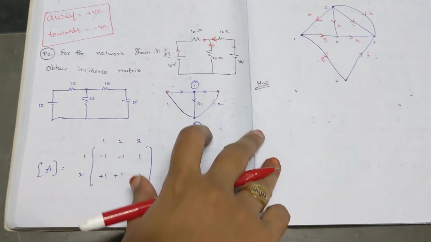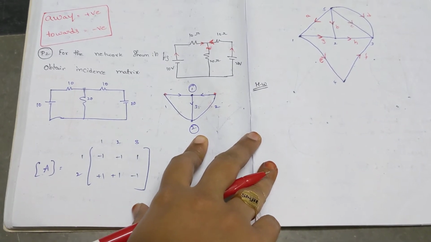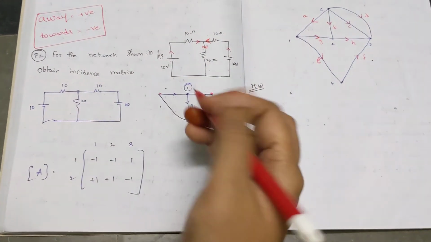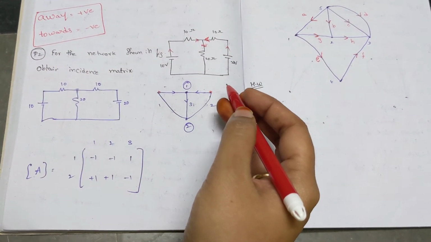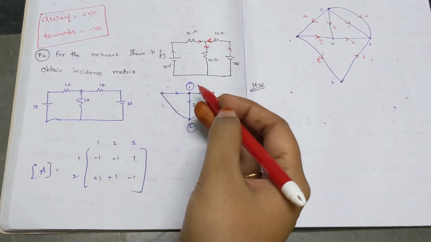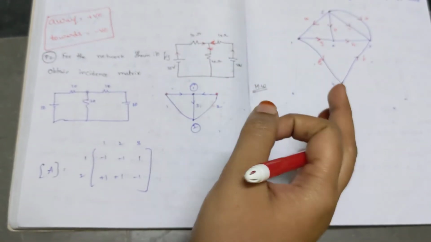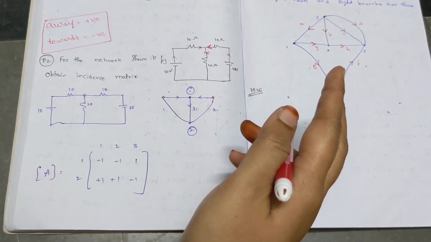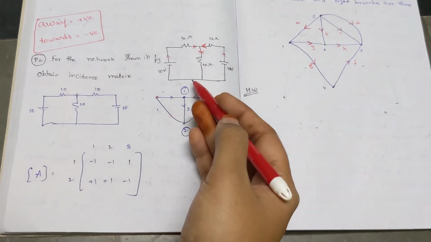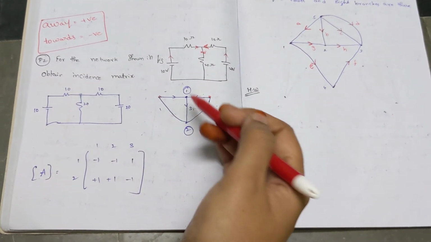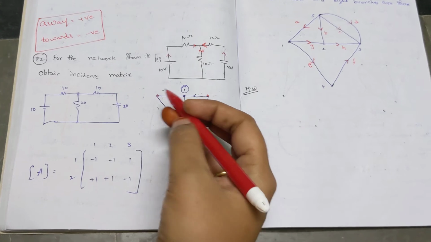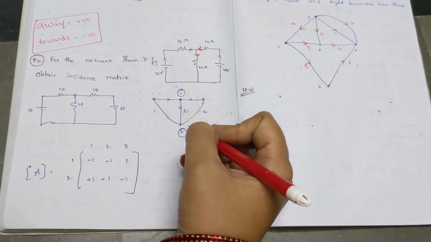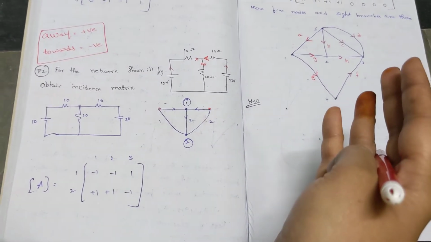And this one, nodes 1 and 2 are available. If we count this also, we can count it, there is no issue. And here I am having 3 branches and 2 nodes. So the first node and the reference node. For example, if I consider these also as nodes, it will be 1, 2, 3, 4. 4 nodes.